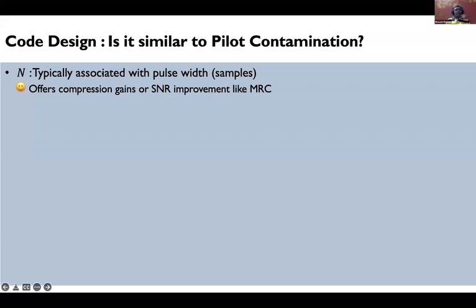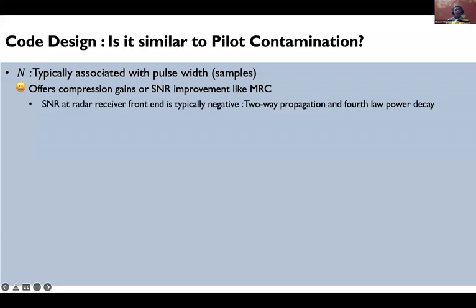The reason we focus on SNR in radar is that at the radar front end, the SNR is typically negative. This is because you have a two-way propagation, and also because of the non-coherent reflections, we have a fourth-law power decay, unlike a squared law in communication. So essentially, I need to build up the SNR for the processing to detect anything interesting.